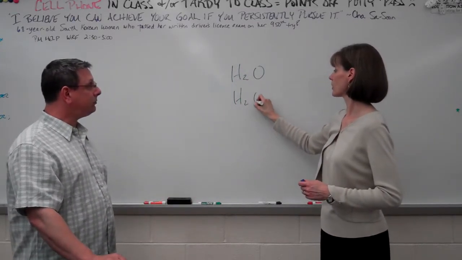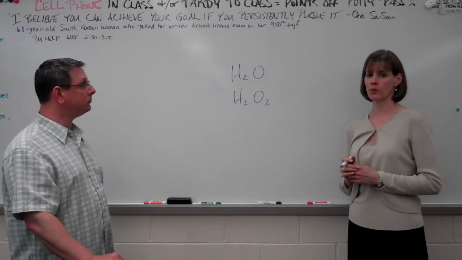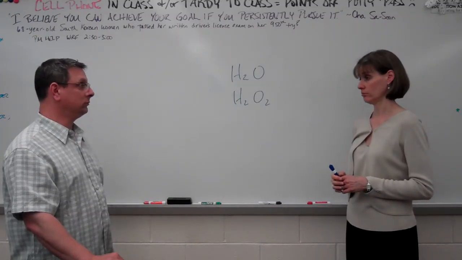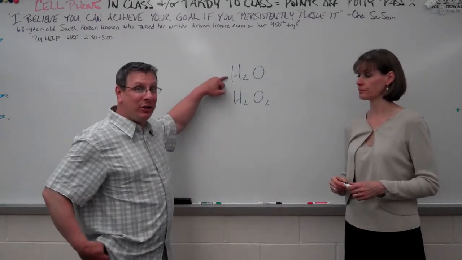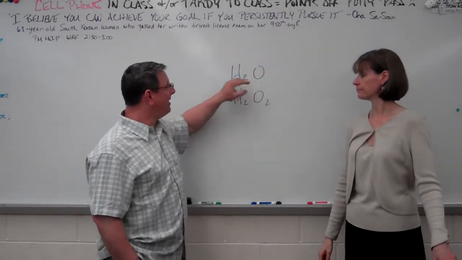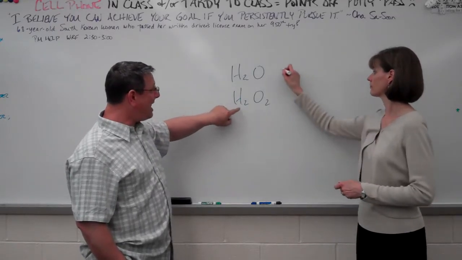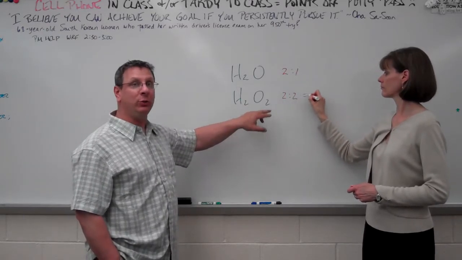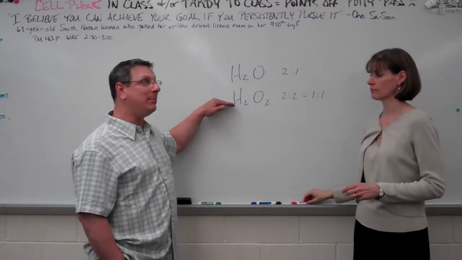So, kind of going ahead to the next question too. One of these is an empirical formula for sure, and one of these is a molecular formula for sure. Which is which? Well, this cannot be reduced to a smaller whole number ratio, 2 to 1. This is definitely an empirical formula. This one can be reduced, 2 to 2 can be reduced to 1 to 1, to a simpler whole number ratio. This is not an empirical formula.